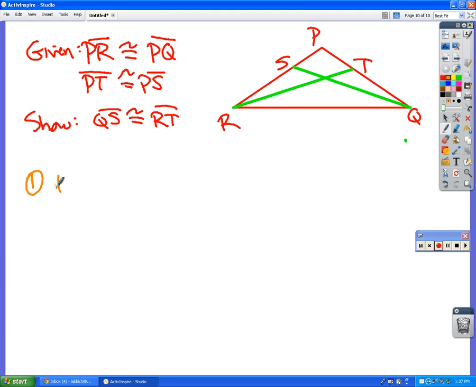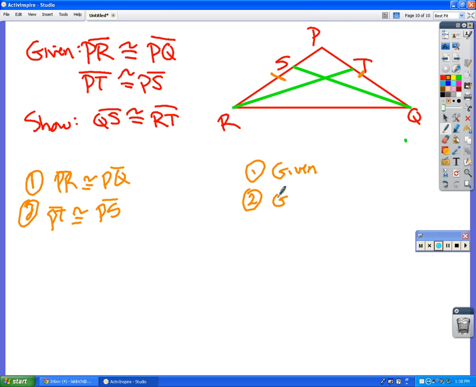PR is congruent to PQ. And over here I'm going to write my reason, and that is given. And then I'll label that on the drawing. PR is congruent to PQ. All right, what else? PT is congruent to PS is also given. And that's this little piece right here and that little piece right there. Now what about the two angles?